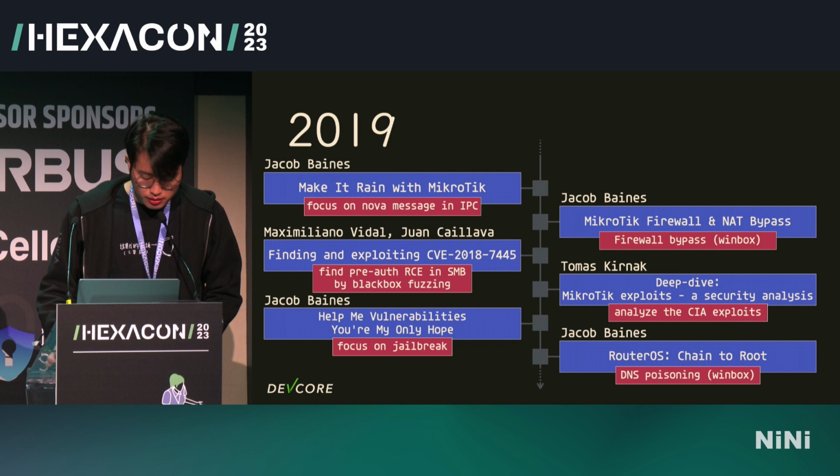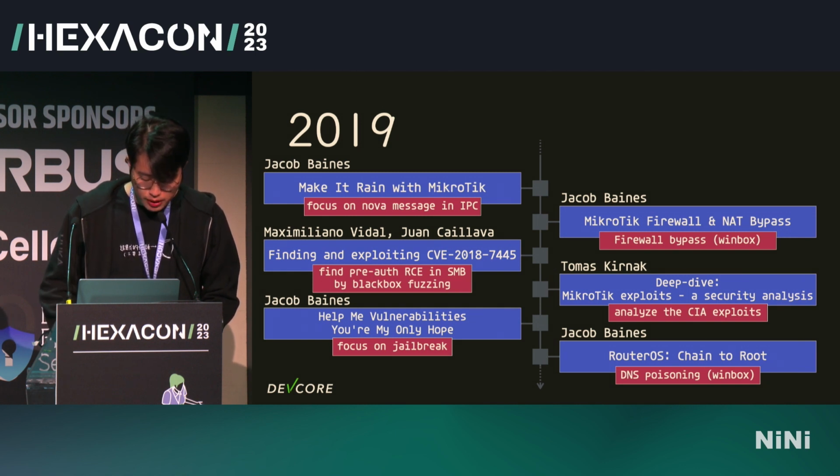And in 2019, the first talk is about MikroTik firewall and NAT bypass. It talks about a vulnerability in Winbox that can be used to scan the intranet if Winbox is exposed to the internet. The next is finding and exploiting CVE-2018-7445. It found a stack buffer overflow in SMB by black box fuzzing, which we just mentioned.